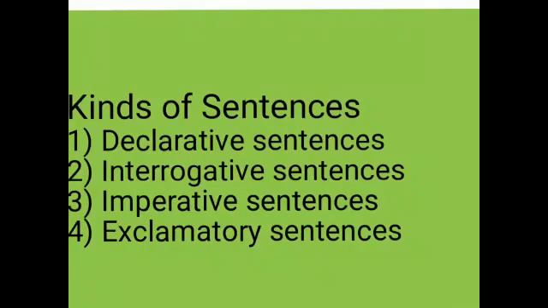Yes, dear students, now we are going to discuss kinds of sentences. Firstly, we have studied parts of a sentence. Now we are going to study kinds of a sentence. There are four kinds of a sentence, like declarative sentence. Next one is interrogative sentence. Next, imperative sentence. And fourth one is exclamatory sentence. Now we are going to study them one by one so that you may understand the difference between them.